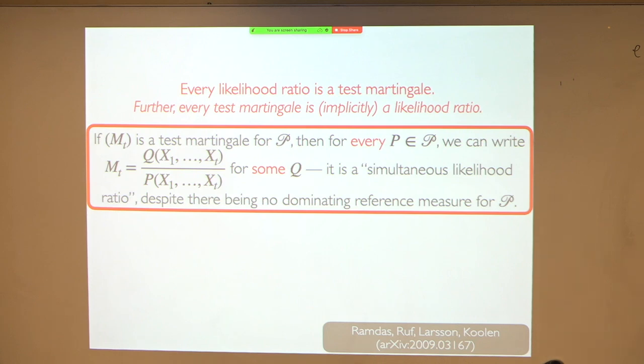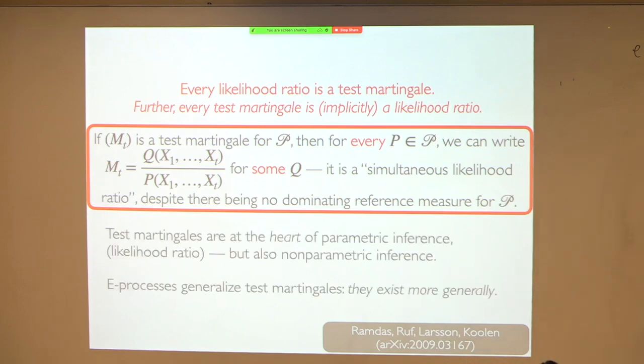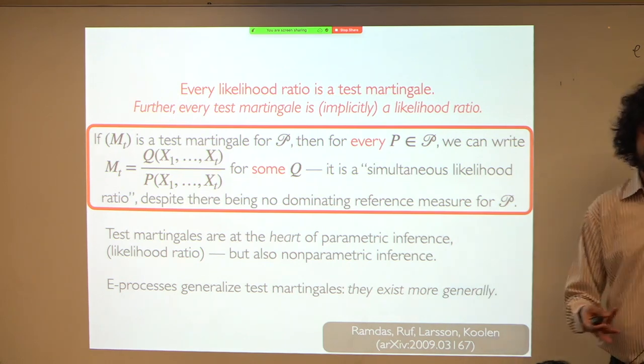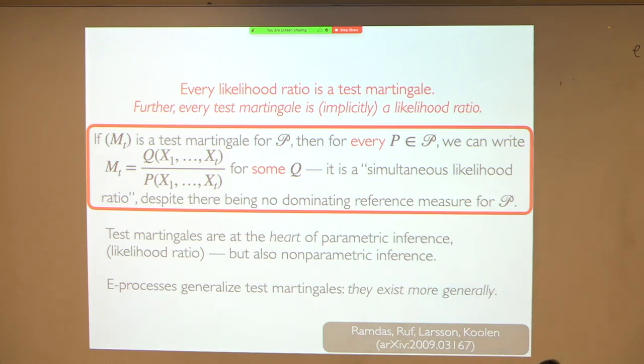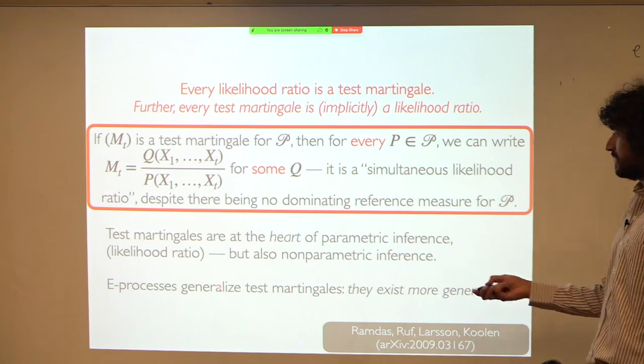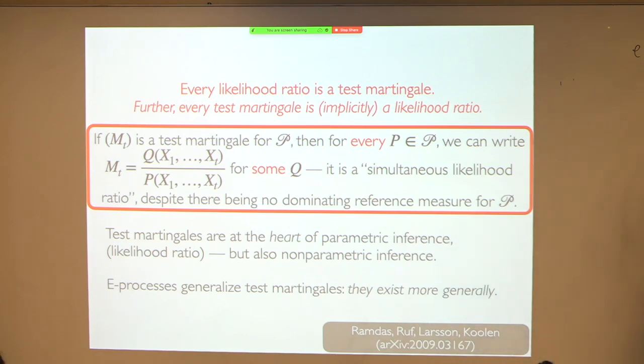So this is why I think that these methods are so powerful. We know that likelihood ratios have been at the center of parametric inference for 100 years. Whether you're a Bayesian or a frequentist, likelihood ratios are your go-to thing for parametric inference. But I claim that they're also at the center of non-parametric inference. We've just never known how to get at them, and the answer is: don't try to construct likelihood ratios, try to construct non-negative martingales. And e-processes generalize these non-negative martingales significantly.